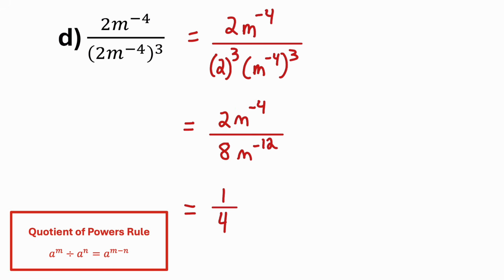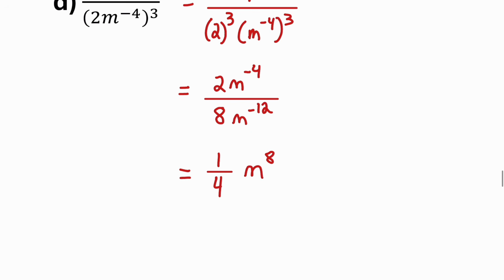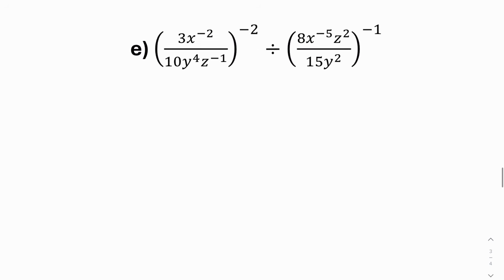single power by using the quotient of powers rule, which tells me keep that base of m and subtract the exponents, -4 minus -12, which is 8. So the final answer can be written like that, 1/4 m to the 8, or we could move that m to the 8 up in the numerator with the 1, giving me a final answer of m to the 8 over 4. And now let's do our last example of the lesson.